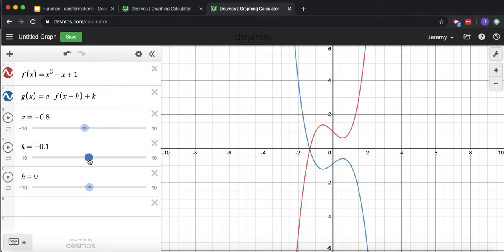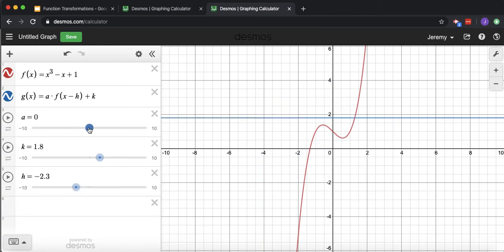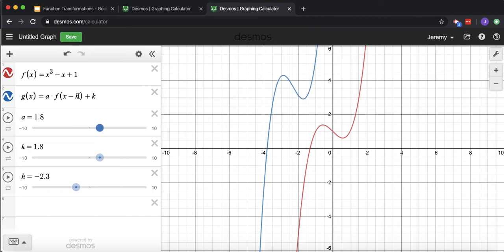When h is 0, k is 0, and a equals 1, then g of x is just the same as f of x. If a was 1 and h and k were both 0, this would just say g of x equals f of x. And there it is, the graph is right on top of the other graph. What's really interesting is that no matter what your original function is, you can translate it with an h and a k, and you can stretch, reflect, or compress it with a.